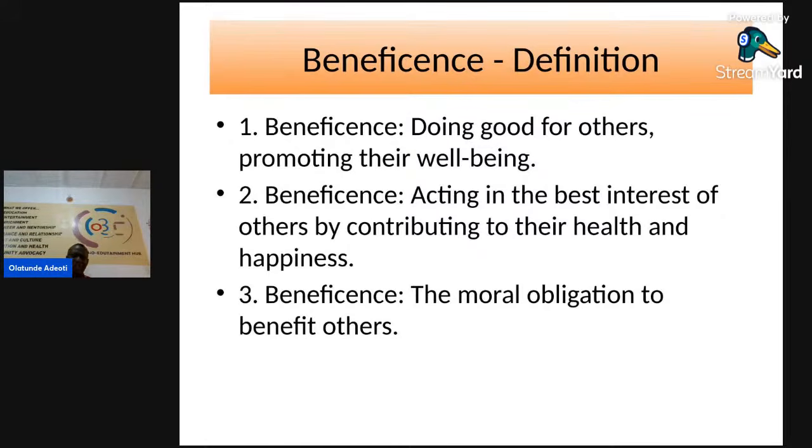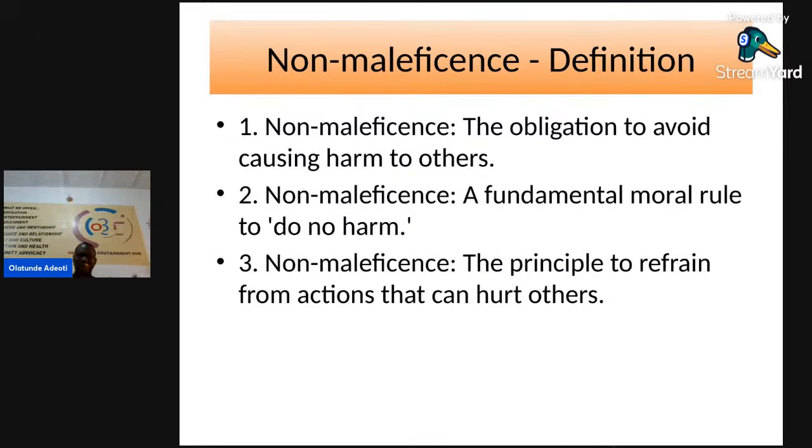Then another interpretation of beneficence could also mean your moral obligation to benefit others. You put others before yourself. Once you are putting yourself before others, that is called selfishness. As a leader and as an individual, what should be promoted is the moral obligation for the benefit of others.